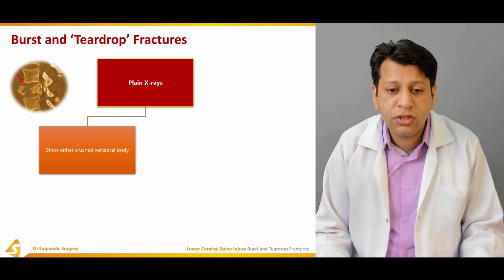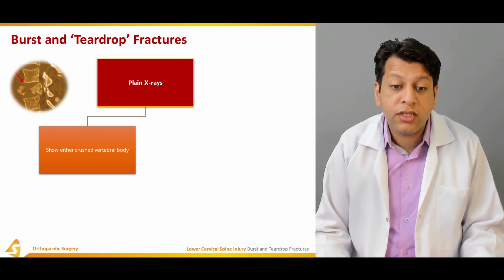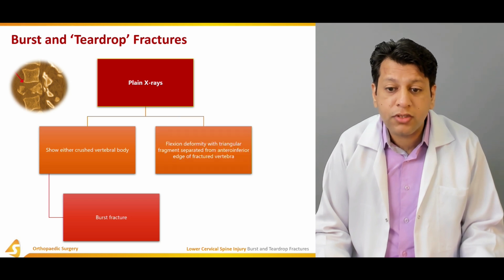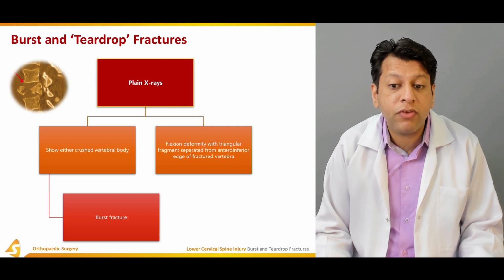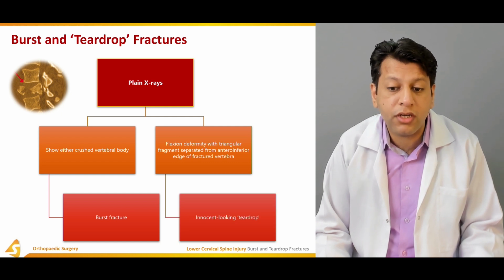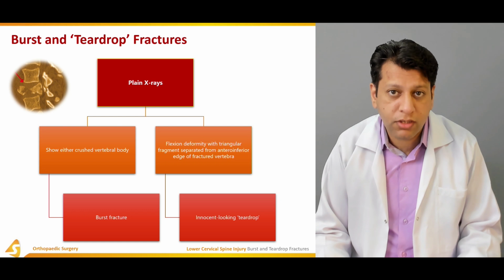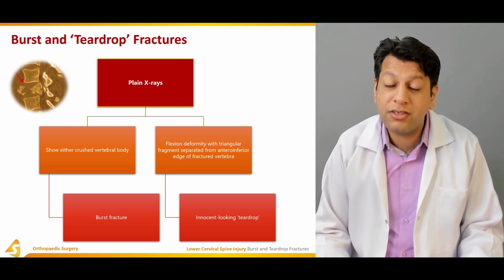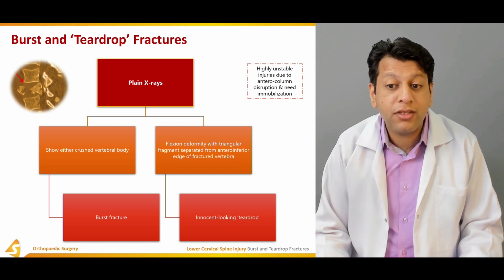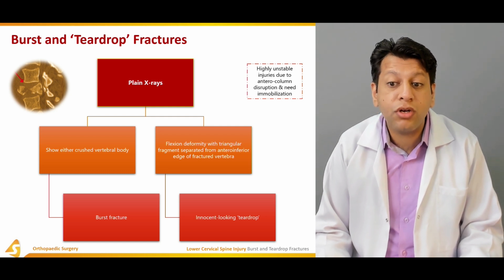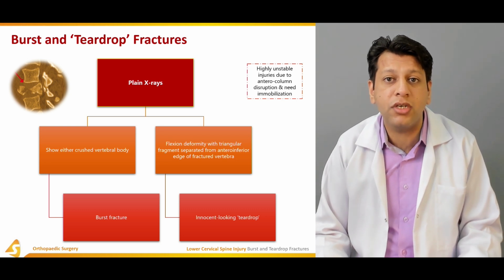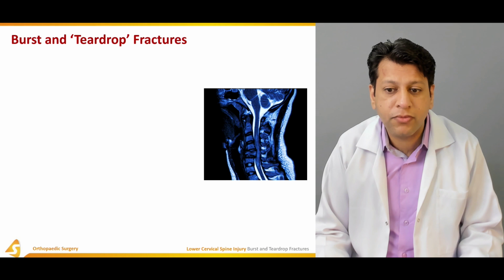On plain x-rays, what would they look like? They would either show a crushed vertebral body, which could be a burst fracture, or there could be flexion deformity with triangular fragments separated by the anterior and inferior edge of the fractured vertebra. This could be a teardrop. Although it looks innocent, to be honest, it's never that innocent. It's a highly unstable variety, and these highly unstable injuries lead to anterior column disruption and need immobilization, and most immobilization is actually done by surgical fixation.